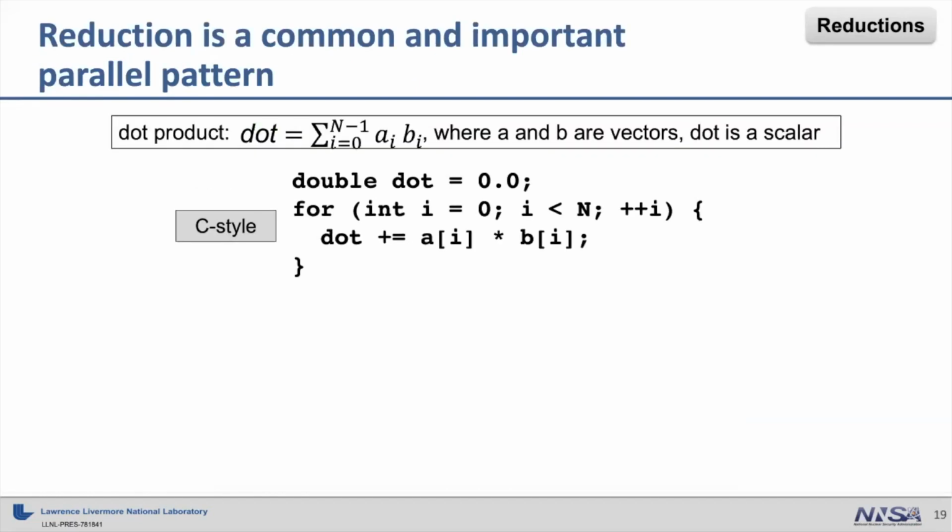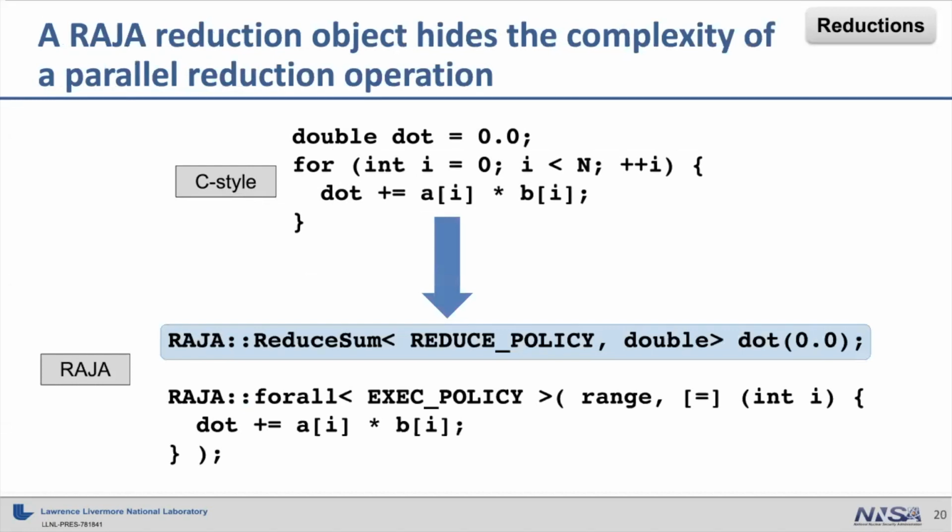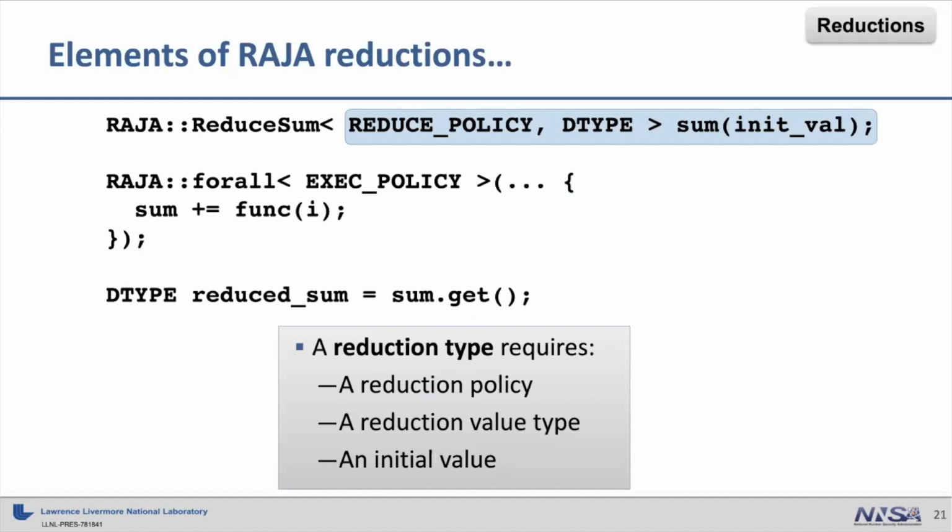So again, reductions are important. The support for reductions is a little bit different here because we're not specifying a reduction in our launch. Instead, we're declaring a reducible object. So the declaration is a ReduceSum. That means add it up. It has a reduction policy and it's a double.